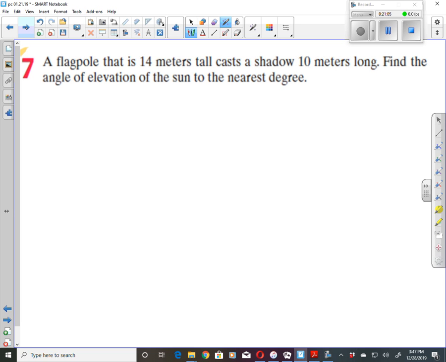Looking up is elevation from the horizontal. A flagpole that measures 14 meters tall casts a shadow that is 10 meters long. Find the angle of elevation of the sun to the nearest degree. So you're going to have to draw a picture, right? At this point, we are assuming that the ground is level. That's not always true, but in this case, we're making that assumption.